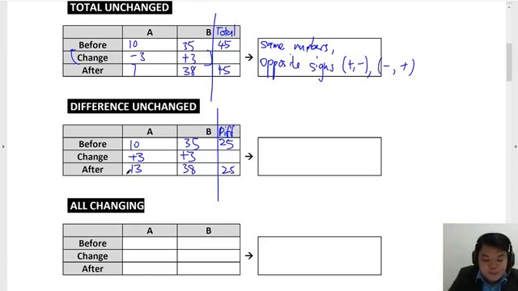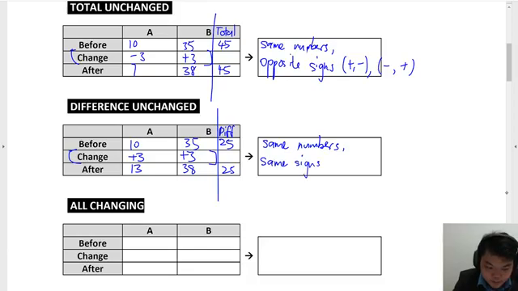Okay? So based on this, how do you know from this table that this is indeed a difference unchanged quantity? You see that in your change rule, you have the same numbers with the same signs. Okay, it can be plus plus or minus minus.